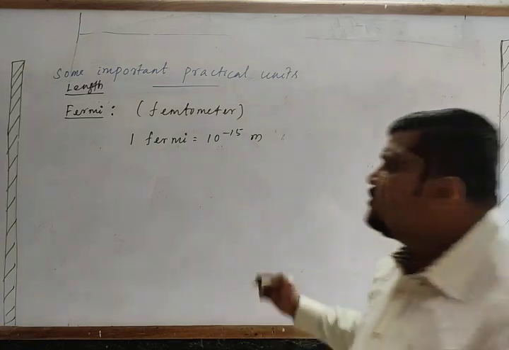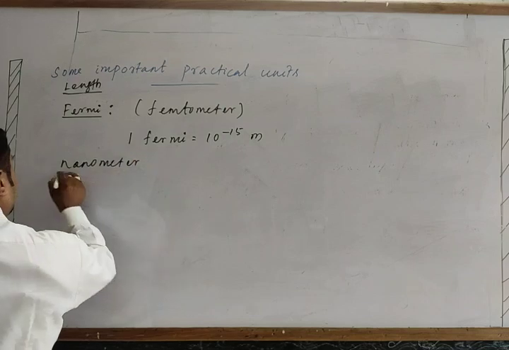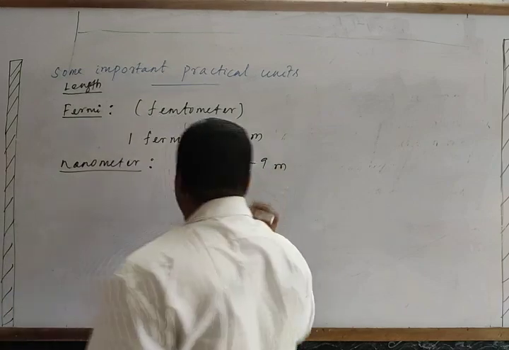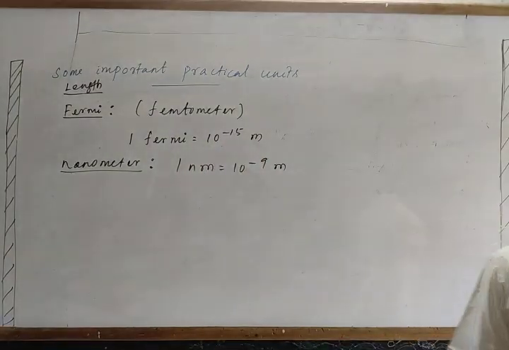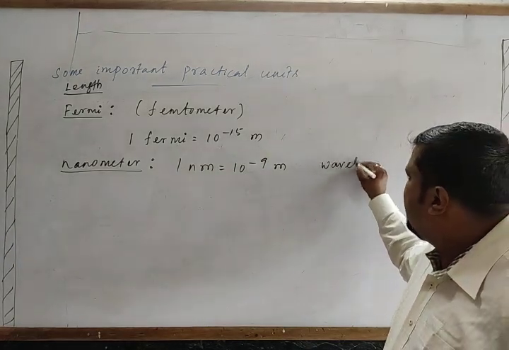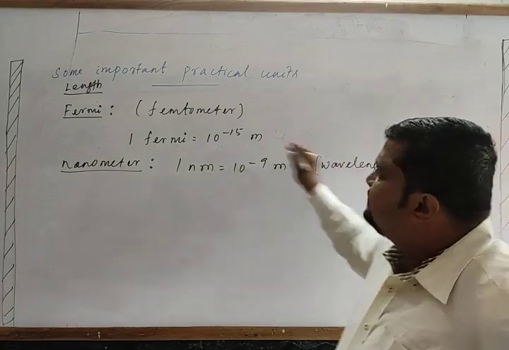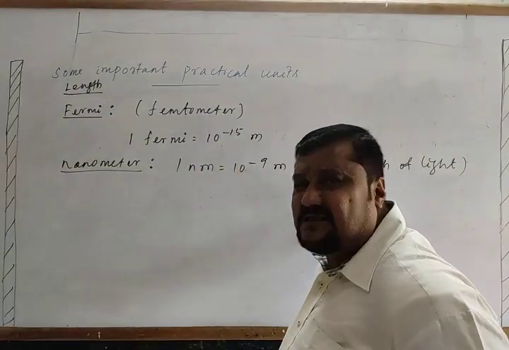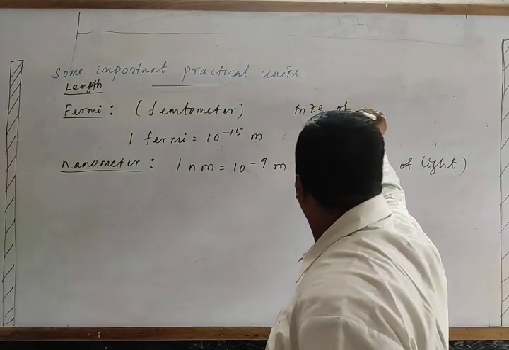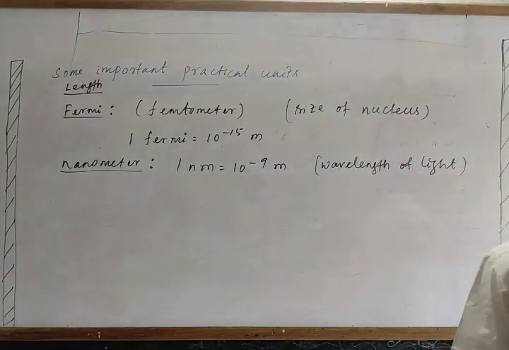Similarly, nanometer, you already know that. 1 nanometer equal to 10 to the power minus 9 meter. Nano means 10 to the minus 9. These are used for measurement of the wavelength of light, very small. So Fermi, size of nucleus. Clear? That is a nanometer.